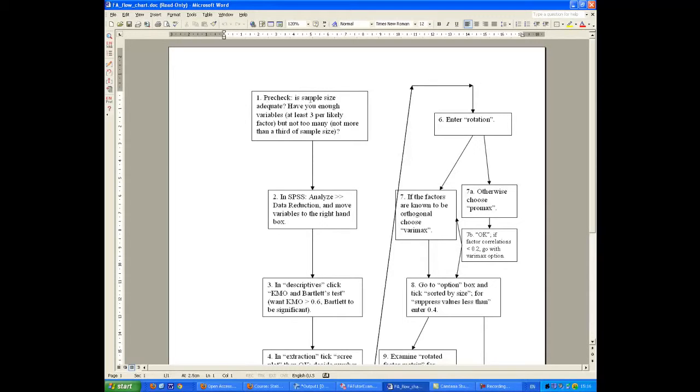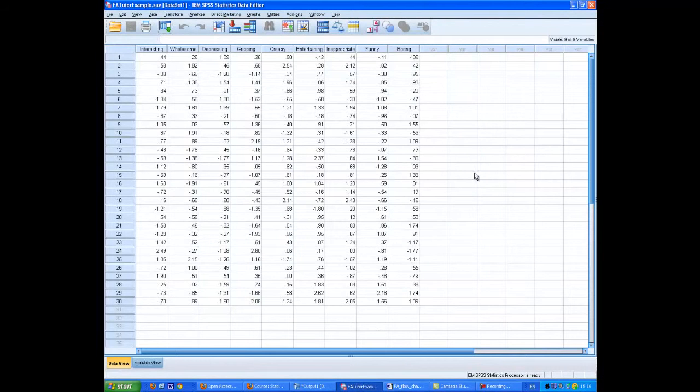The pre-check: is sample size adequate, and have you got enough variables? Well, in this case I would say that the first thing to note is that the sample size is not adequate. This is purely for demonstration purposes only. You'll see that there are only 30 participants providing data here. This would normally be far too small to give you a valid factor analysis. The general rule of thumb is that you should have at least 100 cases, so I shall just say that straight away. When you're thinking about samples, factor analysis is not something you can do on small samples.